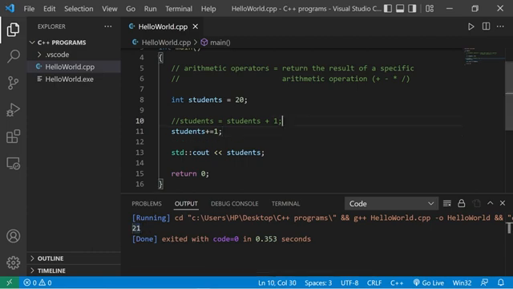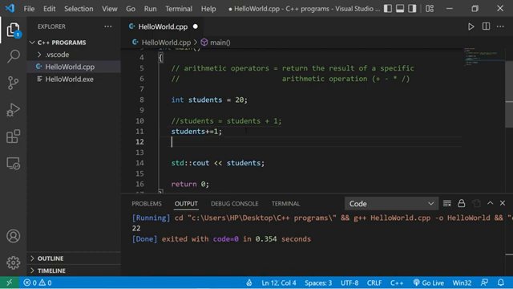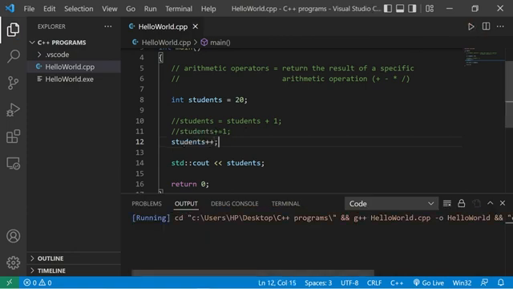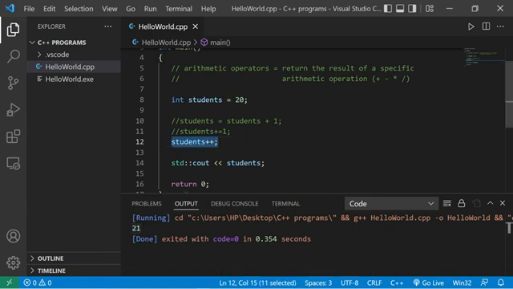21. If we need to add two students, this would be students equals students plus 2 or students plus equals 2. Then we have 22 students. If you need to add 1 to a variable, you could also use the increment operator. This is another option, and the preferred way if you only need to add 1: you would say students plus plus. We now have 21 students. You tend to see this in a lot of loops, which we'll cover later.